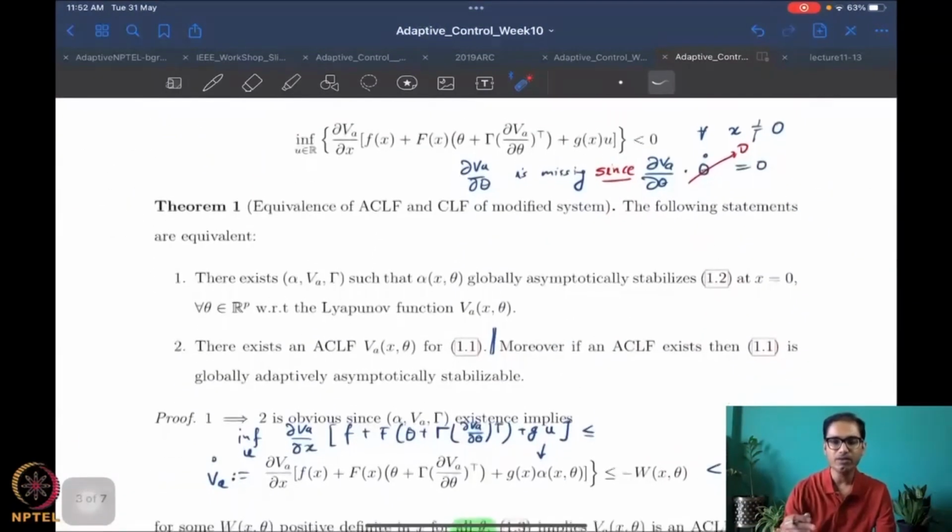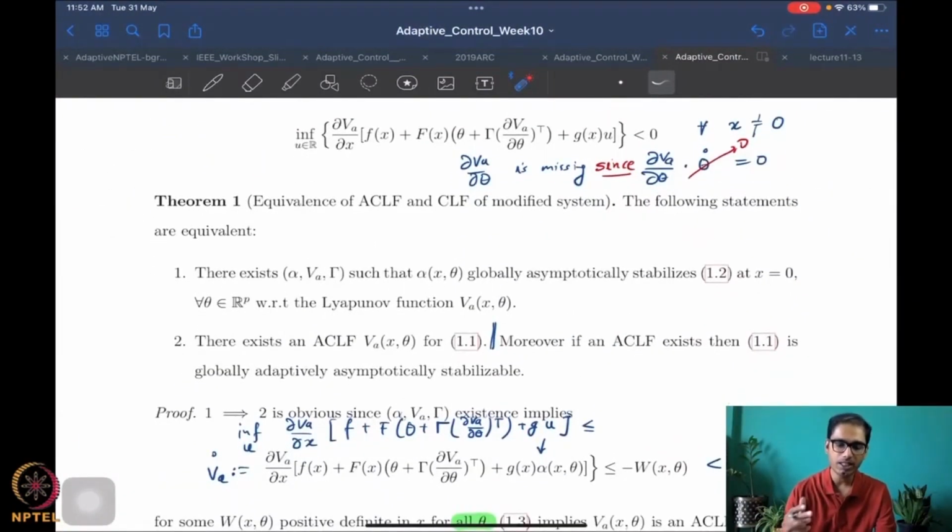So this is a very straightforward idea. It's not a big deal. You're saying equivalence of ACLF is essentially the same as CLF of a modified system. Anyway, this should be sort of obvious from the definition, and that's what we have used. Yeah, except for the Einstein-Sontag universal formula.